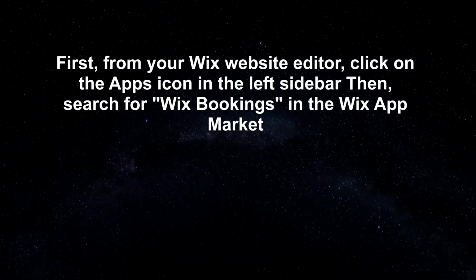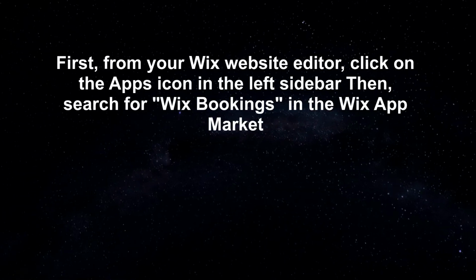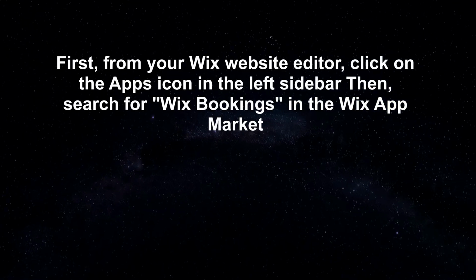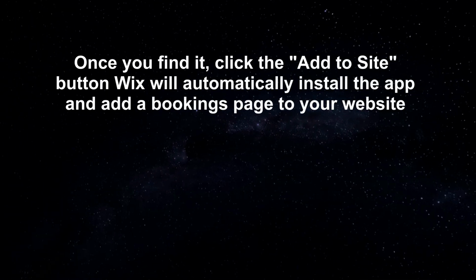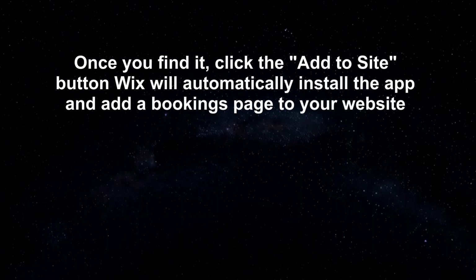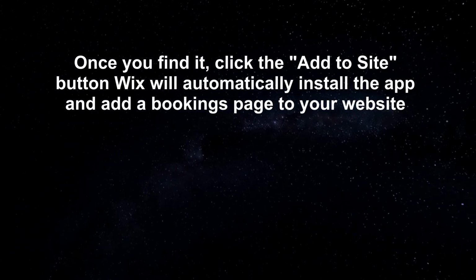First, from your Wix website editor, click on the app's icon in the left sidebar, then search for Wix Bookings in the Wix App Market. Once you find it, click the Add to Site button. Wix will automatically install the app and add a bookings page to your website.